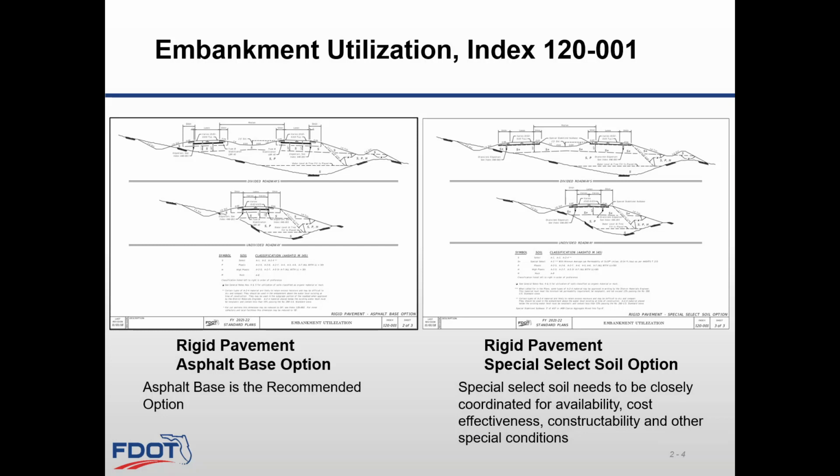Embankment utilization is covered under Standard Plans Index 120-001. The asphalt base option on this index is recommended. However, if the special select soil option is considered, this should be closely coordinated with the District Materials Office for availability, cost effectiveness, constructability, and other special conditions.